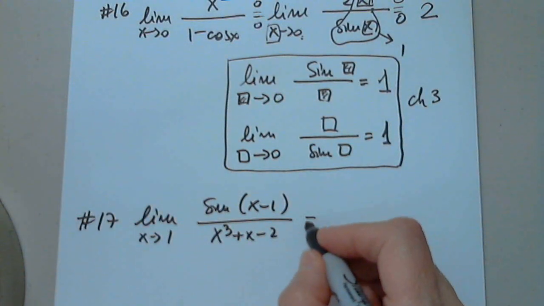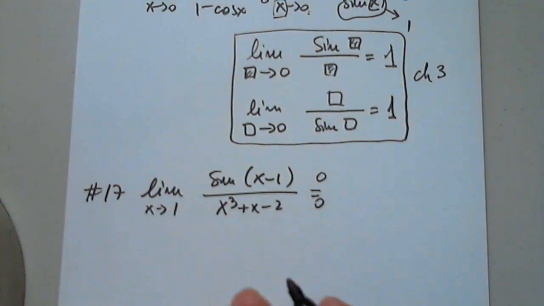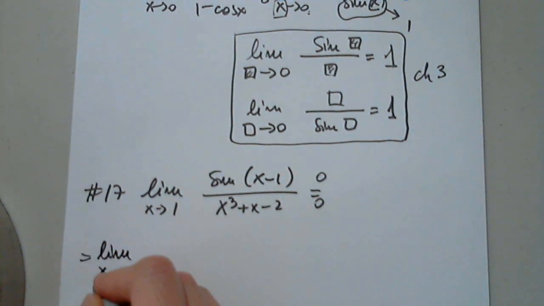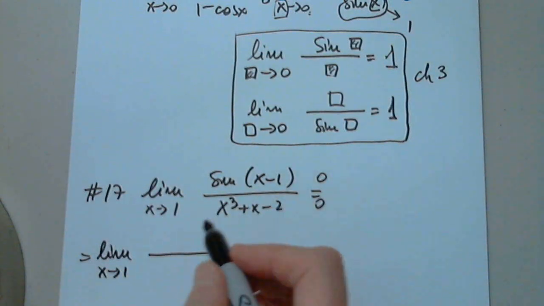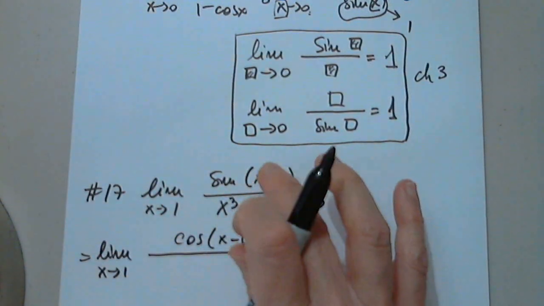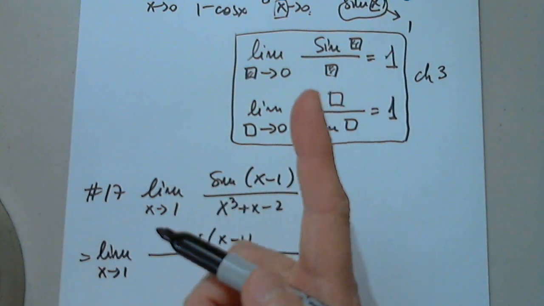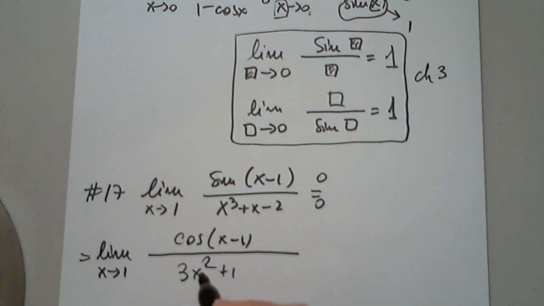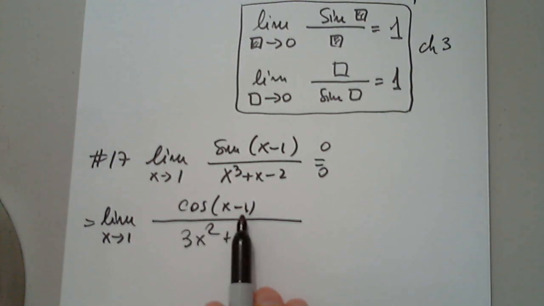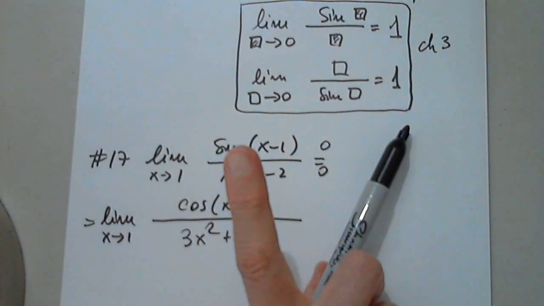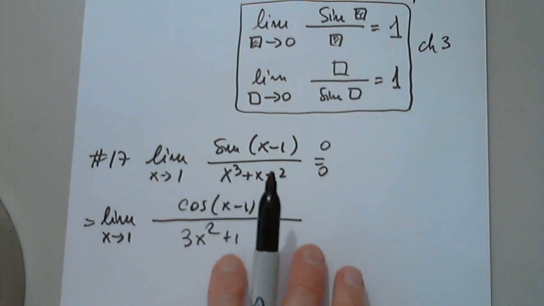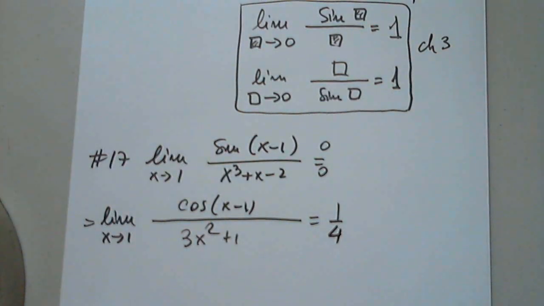Yeah, we plug it in, and it's 0 over 0. Lovely. So this is the limit as x approaches 1. The numerator is cosine of x minus 1 times the inner function prime, but that's 1. The denominator is 3x squared plus 1. And now when you plug in again, you have cosine 0, which is 1, and this is 3 plus 1, which is 4. So the answer is 1/4 on this limit. Any questions on 17?